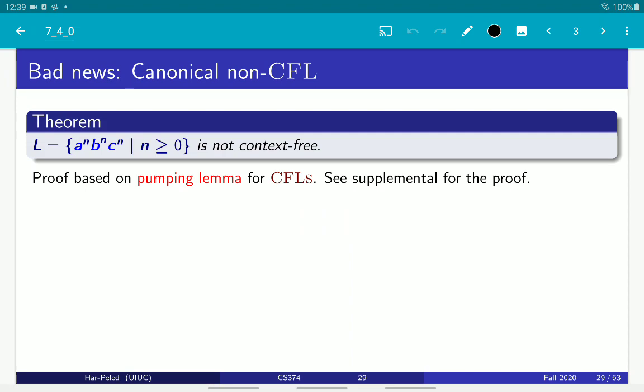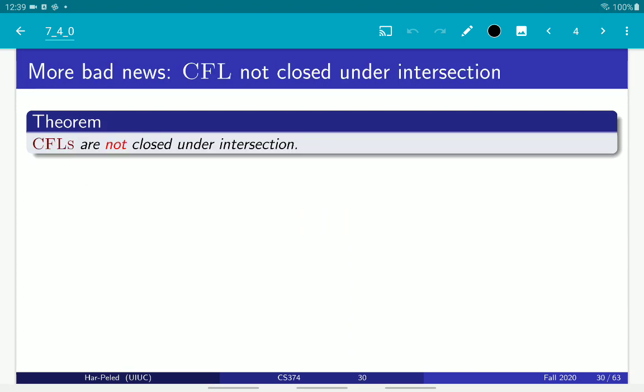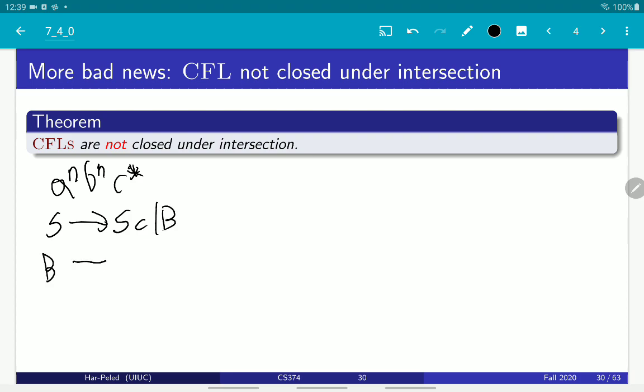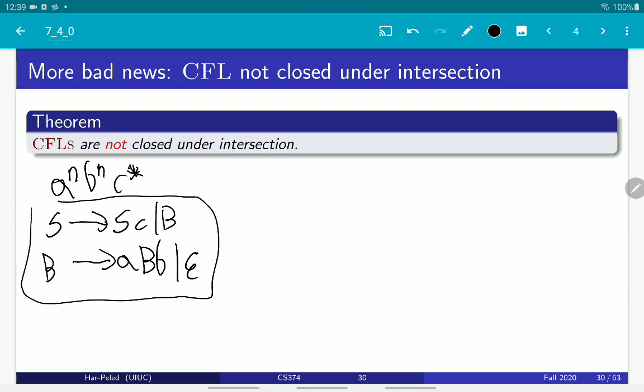And this is very important, because equipped with this knowledge, we can now prove that context-free languages are not closed under intersection. The reason is, consider the language a^n b^n c^* (a^n b^n followed by any number of c's). This is definitely context-free, right? Because you can just go from S to S c or B, and B goes to a B b or epsilon. If you think about it, the language of this grammar is exactly what's written above.